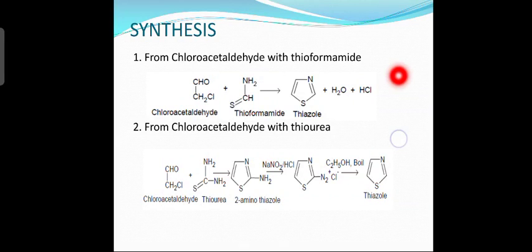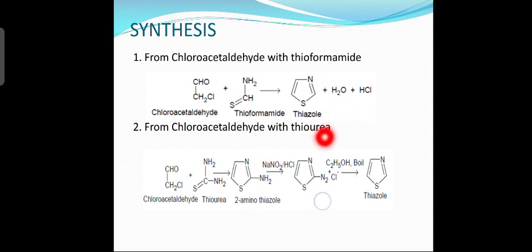First one is from chloroacetaldehyde with thioformamide. What is the formula of chloroacetaldehyde? CH2Cl CHO. It is the chloro derivative of acetaldehyde. What is the formula of acetaldehyde? CH3CHO. One hydrogen atom of the CH3 group is replaced by a chlorine atom. That's how you get chloroacetaldehyde. So this will react with thioformamide. Thio is sulfur. Thioformamide reacts to give thiazole. You can see here thiazole with the elimination of a water molecule and HCl.